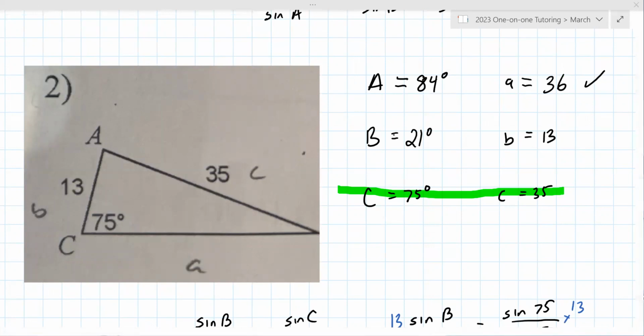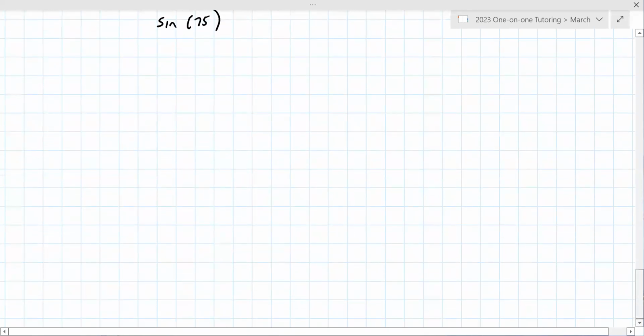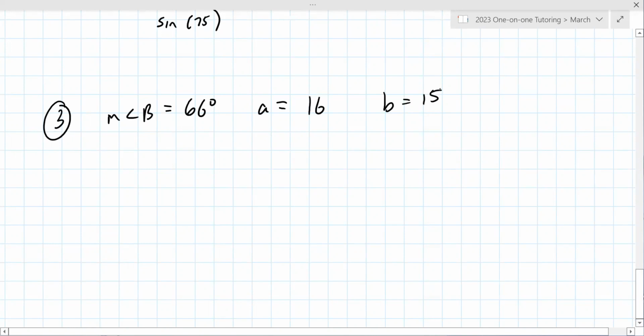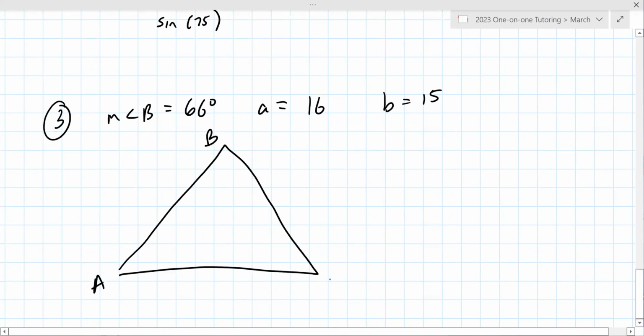Let's see here. So for number 3, do you mind reading it? It gives you 3 of them. So it'd be angle B equals 66 degrees, and then side A is 16 and side B is 15. So the measure of angle B is 66 degrees, A is 16, B is 15. Is that right? Yeah. All right, now what I recommend is drawing the same triangle every time, even though it might not be to scale, and then labeling it the same every time.